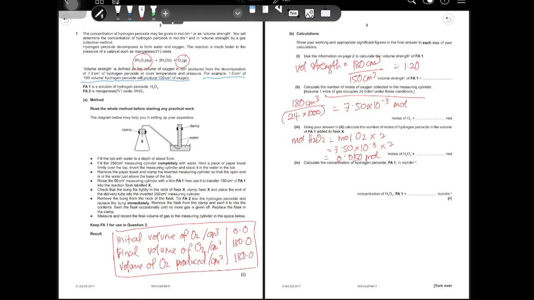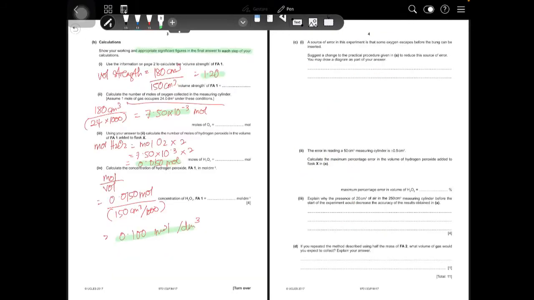And calculate the concentration of hydrogen peroxide. So we have moles divided by the volume that we use, and we can get the molarity. So we have 0.0150 mole divided by the volume 150 cm³. However, we need to convert this into dm³, so divide by 1000. We have 0.100 mole per dm³. Make sure all of the answers given are at least 3 significant figures, because we need this one, 1 mark for this.